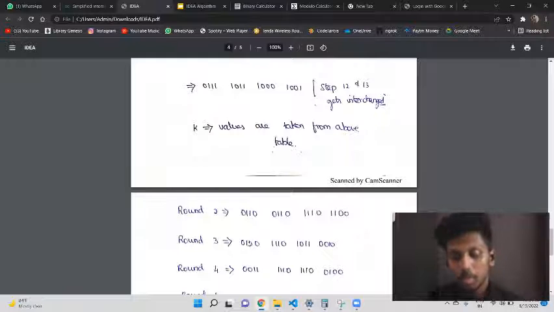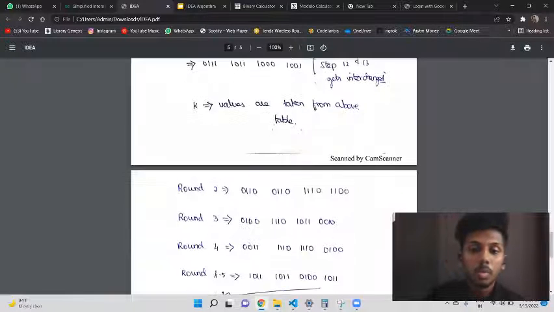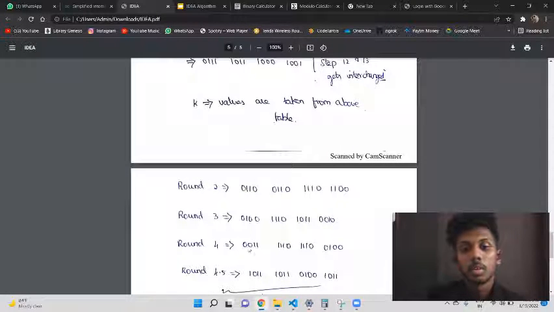Round 3 will also give an output of 0 1 0 0 1 1 1 0 1 0 1 1 0 0 1 0. Round 4 will give an output of 0 0 1 1 0 1 1 1 1 0 1 1 1 0 1 0 0 0.